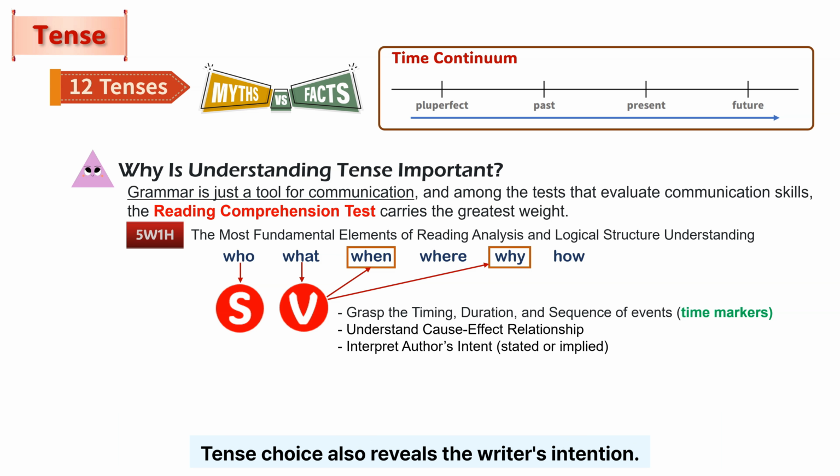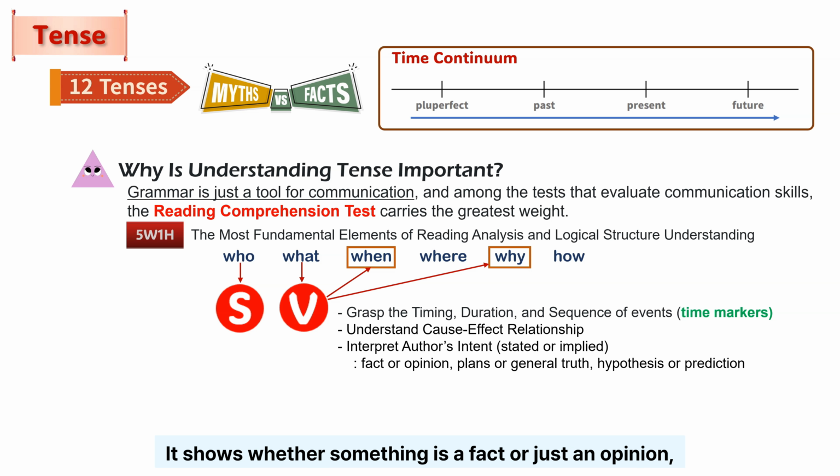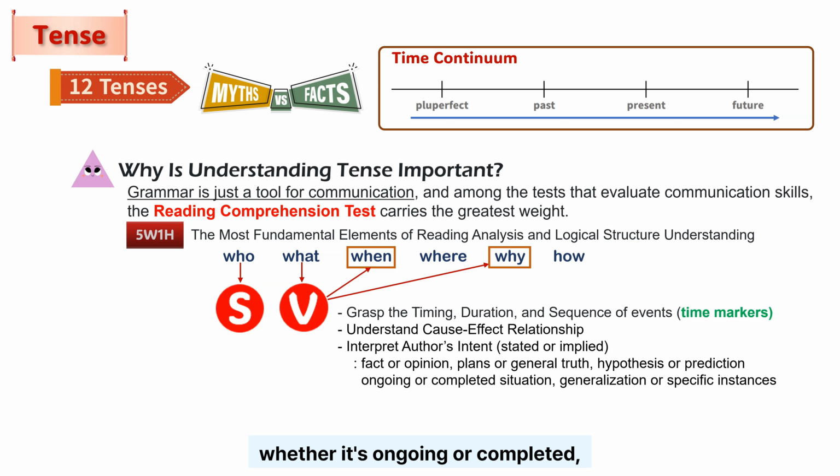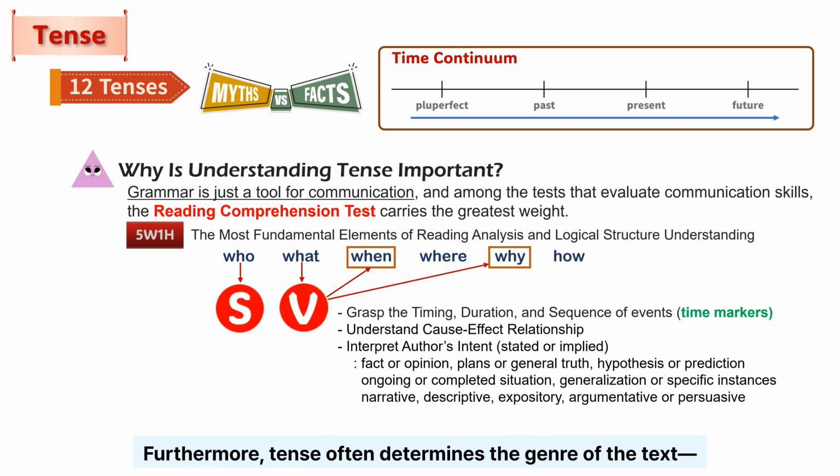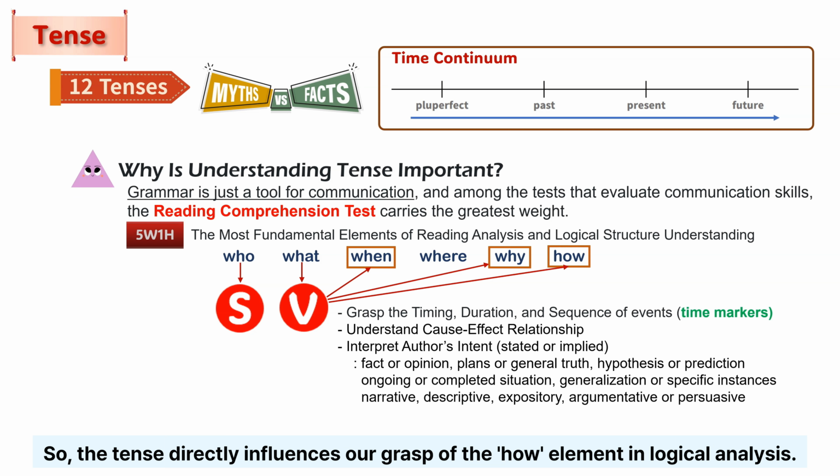Tense choice also reveals the writer's intention. Depending on the tense, the meaning shifts. It shows whether something is a fact or just an opinion, a hypothesis or a prediction, whether it's ongoing or completed, general or specific. Furthermore, tense often determines the genre of the text, whether it's argumentative, explanatory, or narrative. So, the tense directly influences our grasp of the how element in logical analysis.